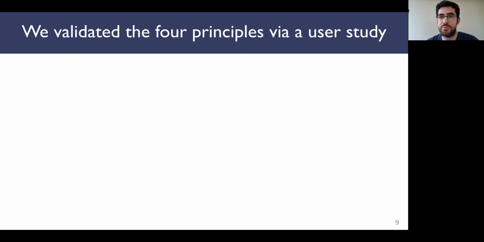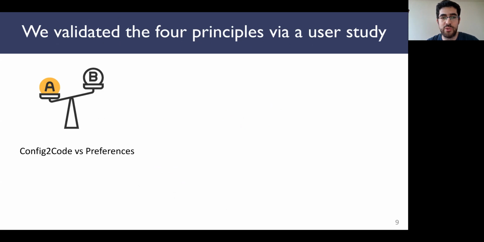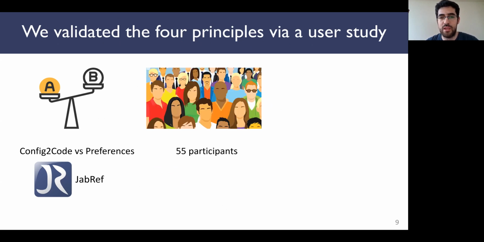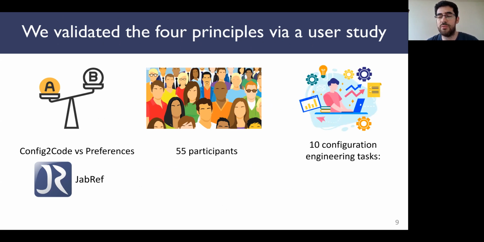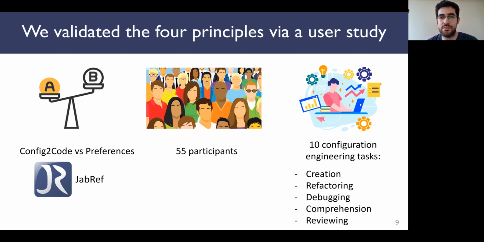We validate our 4 principles via user study, in which we compared config to code and preferences, the state of the practice framework on Jabref. So Jabref by default use preferences, and we implemented a second version for Jabref that used config to code. 55 participants were involved in our user study. We implemented 10 configuration engineering tasks related to the creation, refactoring, etc.